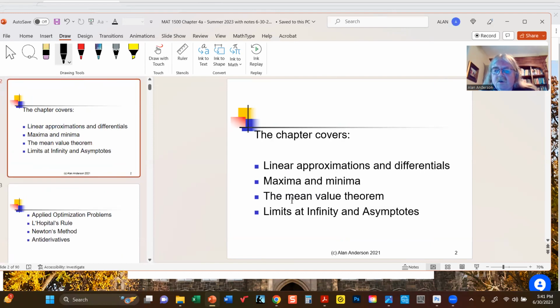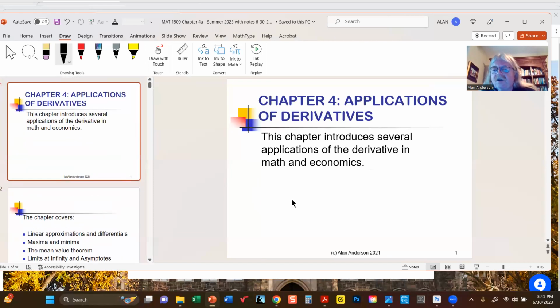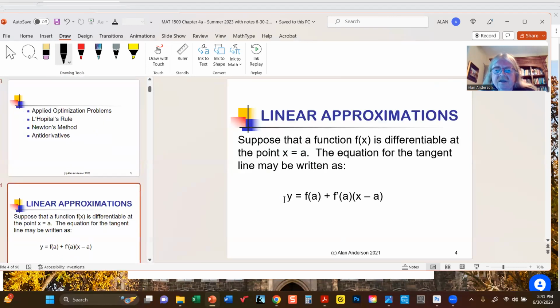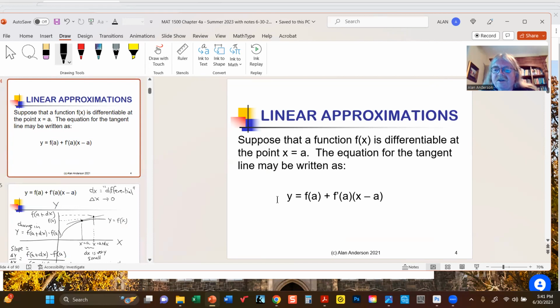But here the focus is more on the applications than on deriving rules, although there will be rules. Most of them were covered in chapter 3. So now we can focus on what we can do with these derivatives now that we know how to calculate them. So we'll start at the beginning with the so-called linear approximations. And remember, all this is based on the logic that a derivative is itself simply the slope of a tangent line. And so we're going to put that idea to good use here.